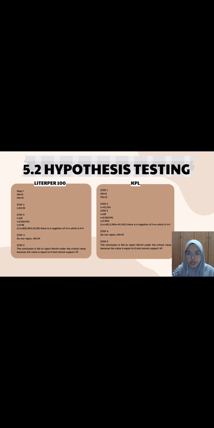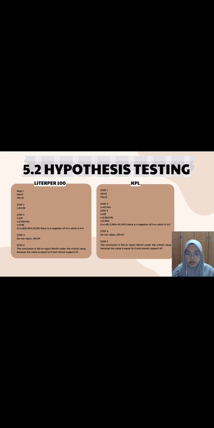Hypothesis testing. To do hypothesis testing, we use five steps. The first step is to state the null hypothesis and alternative hypothesis. The second step is to state the level of significance. The third step is to compute the statistic. The fourth step is the decision rule, and the last step, which is the fifth, is making a decision and forming a conclusion.